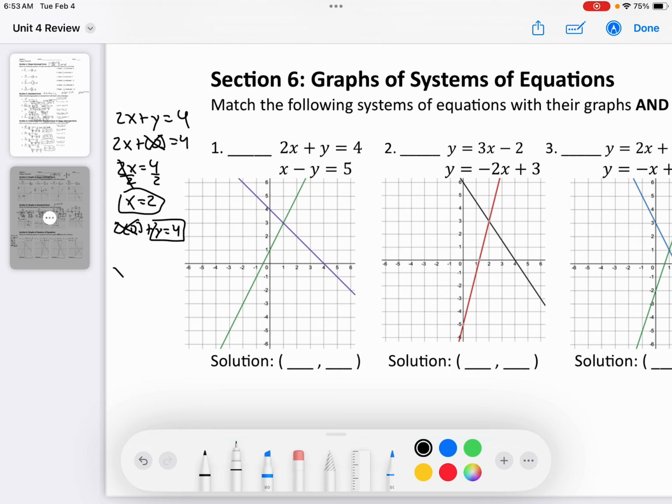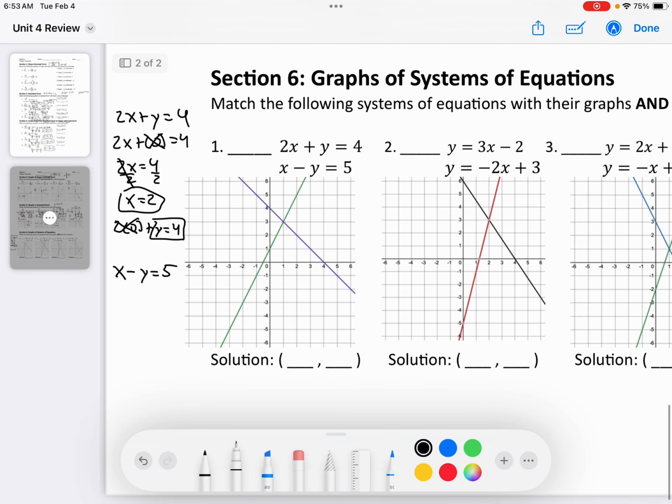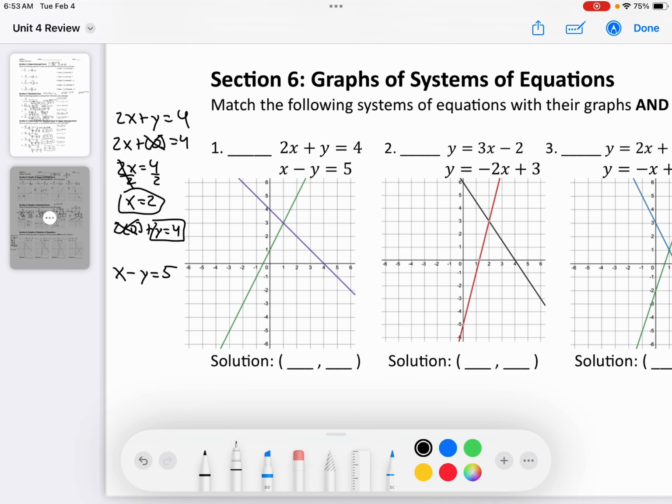Then for x minus y equals 5, I'll solve this the other way, which would be to convert it into the slope-intercept form. So in order to do this, I would subtract x in order to cancel out the x, giving me negative y equals negative x plus 5. This negative y would have a negative 1 in front of it, so I'm going to divide by negative 1. And that will give me y equals negative x would also have a negative 1 in front, so those would cancel out.